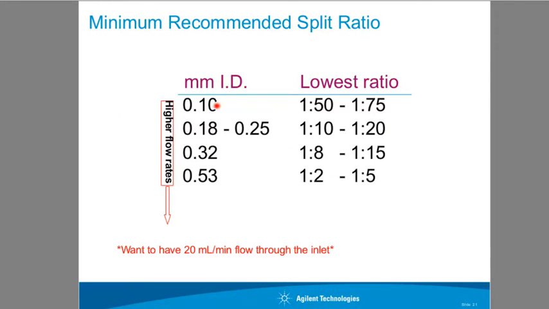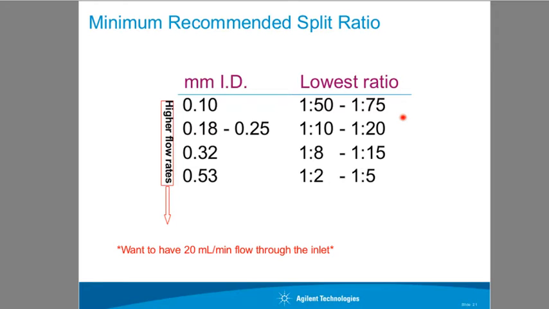With a smaller ID column, you typically want a higher split ratio. And again, this comes through the whole volumetric flow and efficient transfer of the sample through the inlet. The smaller the ID column, the slower the volumetric flow that you're going to use with that column. So typically, again, with a 0.1, you're going to want a really high split ratio just so you can get the sample transferred from the inlet onto the head of the column.